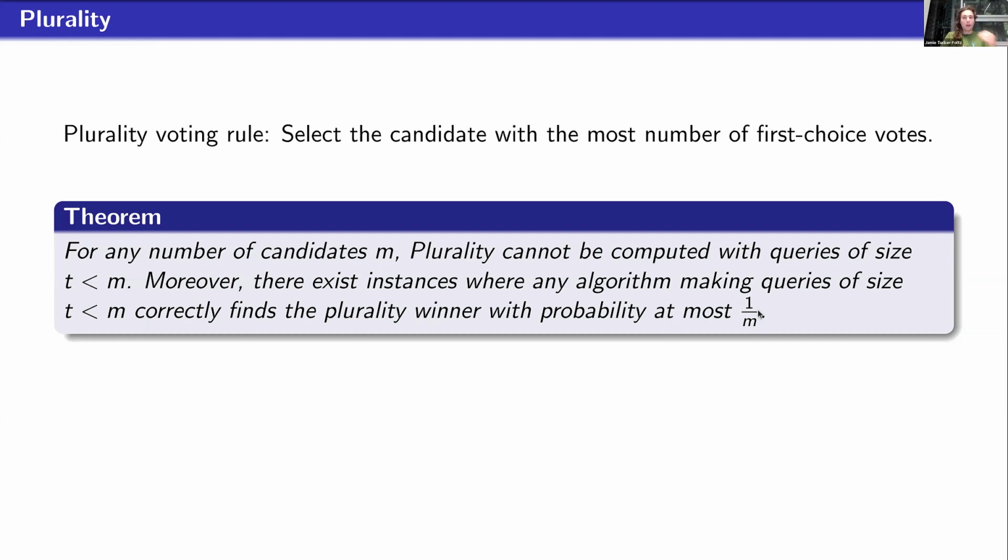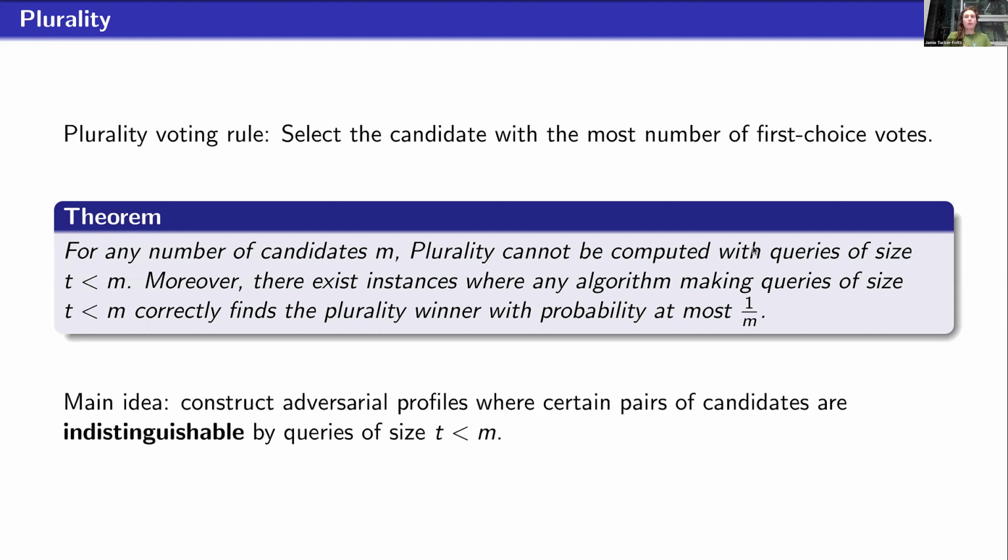Okay, so how do we prove this? This is the one thing I'm going to go through in a bit of detail. The rest of the talk, I'm not really going to talk about proofs at all. The idea is to construct adversarial profiles where certain pairs of candidates are indistinguishable by queries of size T less than M. And the query adversary is going to respond to queries by randomizing over these adversarial profiles.